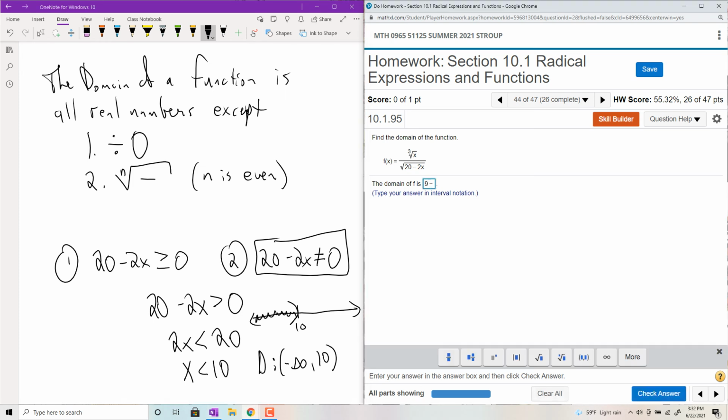Okay, so negative infinity, comma, what did I do? I need a parentheses. To 10.